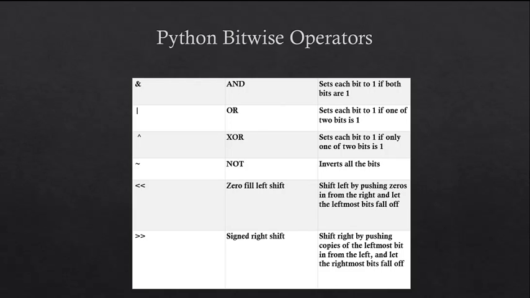We have bitwise operators: and, or, XOR sets each bit to 1 if only one of the bits is 1, not inverts the bits, zero-fill left shift shifts left by pushing zeros in from the right, and the leftmost bits fall off, and signed right shift shifts right by pushing copies of the leftmost bit in from the left, and the rightmost bits fall off.